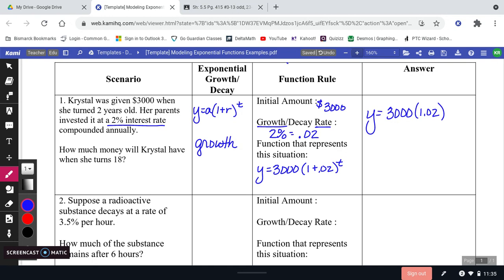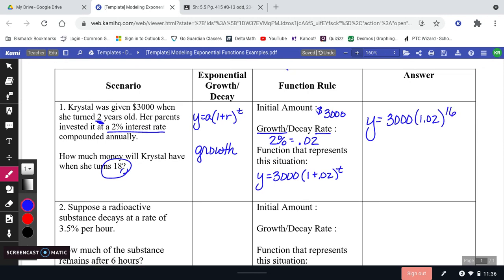Okay, now it says how much will she have when she turns 18? Well, she had this money given to her when she was 2. So at 18 years old, that means 16 years have passed. Okay, so do this in your calculator. You are going to get $4,118.36, rounded to 2 decimal places since we're dealing with money.